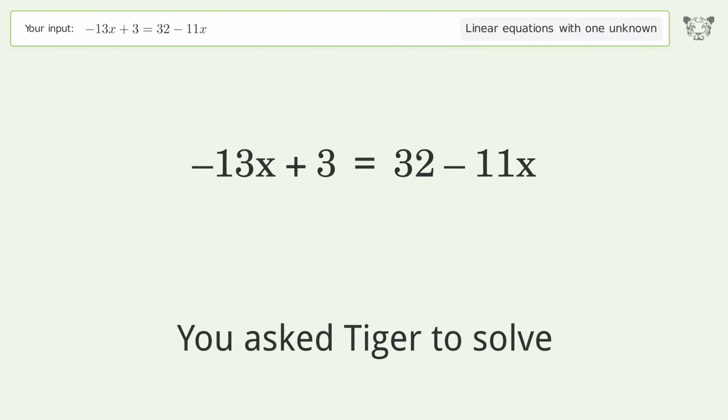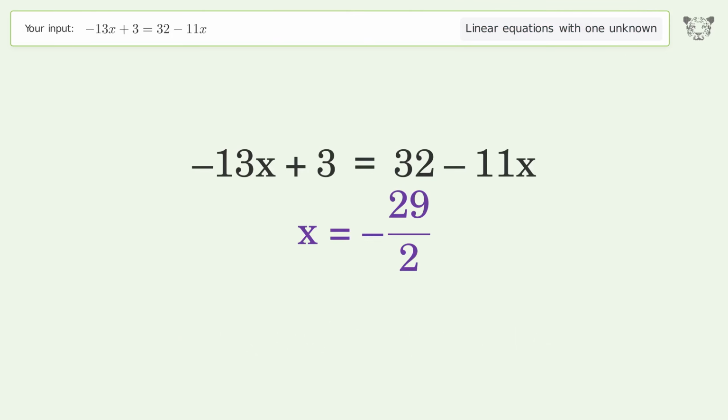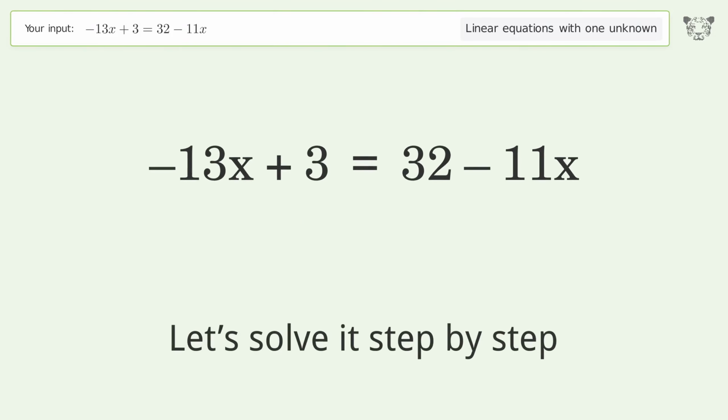You ask Tiger to solve. This deals with linear equations with one unknown. The final result is x equals -29/2. Let's solve it step by step.